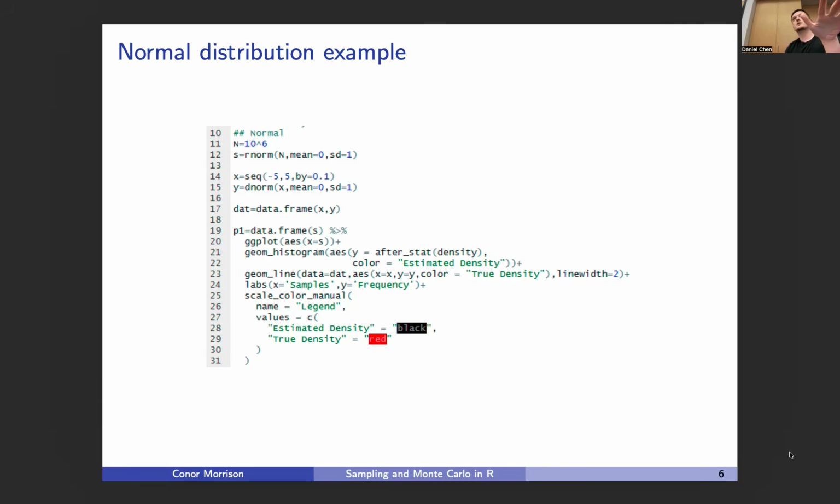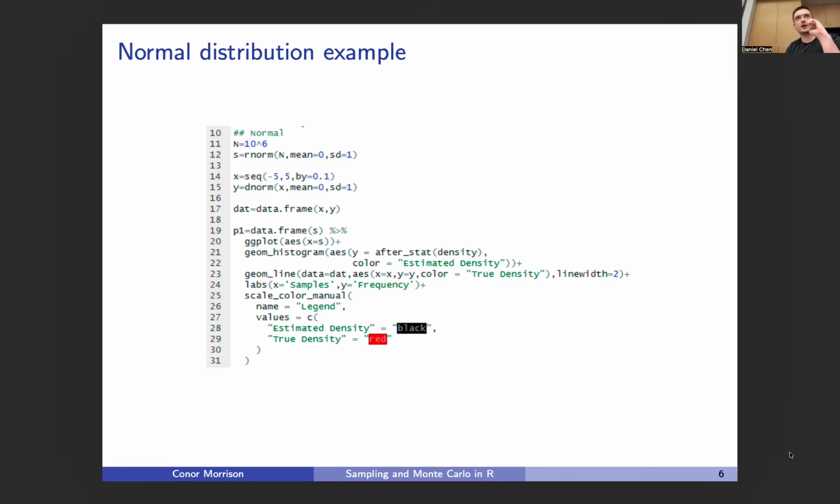And all of the distributions, they have these parameters. You don't really need to worry about them right now. And then in lines 14 and 15, I'm just picking a grid of points. And then dnorm is that density function. It's the formula that tells you the probability. And so I'm getting it at those grid points.